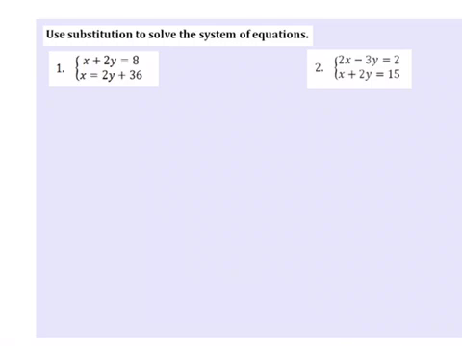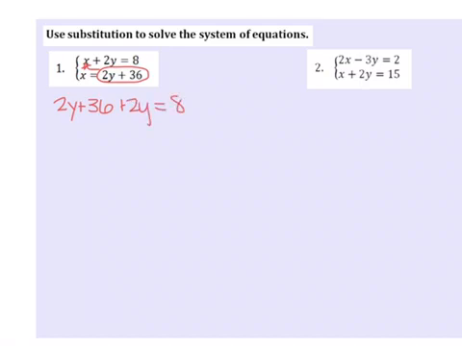So we know that x equals this. So this whole thing is actually going to go in place for that x variable up there. So instead of writing x, we're going to write 2y plus 36. And then I have to finish writing the rest of the equation. So I still have plus 2y equals 8.